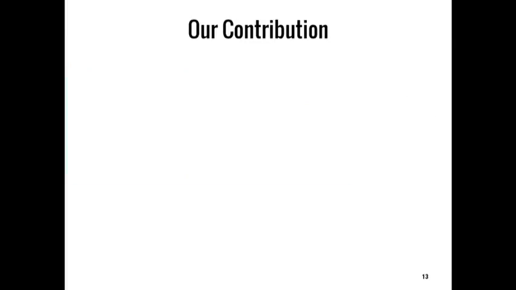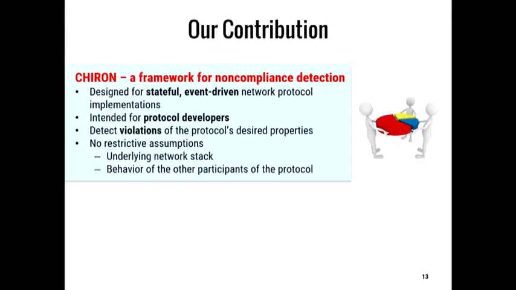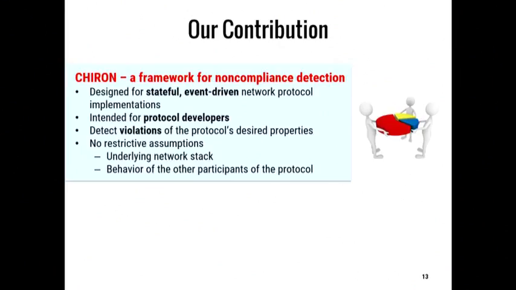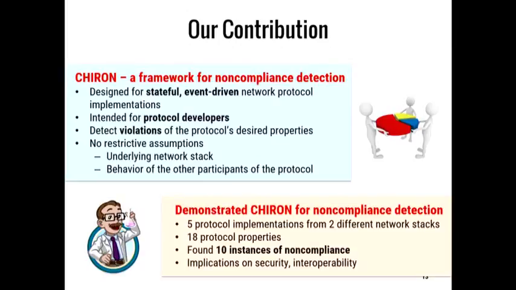Okay, so we propose Chiron, an automated framework for compliance and non-compliance detection, which is designed for stateful, event-driven network protocol implementations. It helps protocol developers to detect whether the implementation violates the given properties or not. Moreover, Chiron does not make any restrictive assumption about the underlying stack or the behavior of other participants of the protocol. We demonstrated Chiron on five different implementations and found 10 instances of non-compliance while checking against 18 protocol properties, which have implications on security and interoperability.